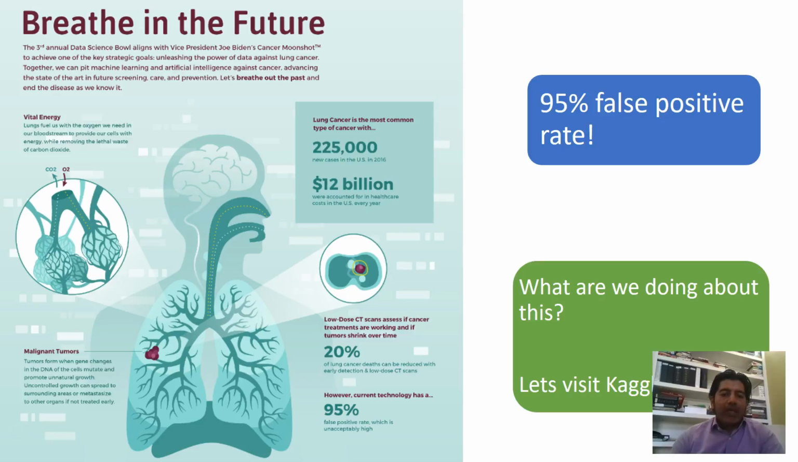However, one of the big challenges is that the current technology has a 95% false positive rate. Basically, when the CT scans are examined, the radiologist is not able to correctly determine whether the treatment is actually working or not. So they can't detect whether the tumors are shrinking over time. With a 95% false positive rate, the challenge is for people to use machine learning algorithms to reduce this.